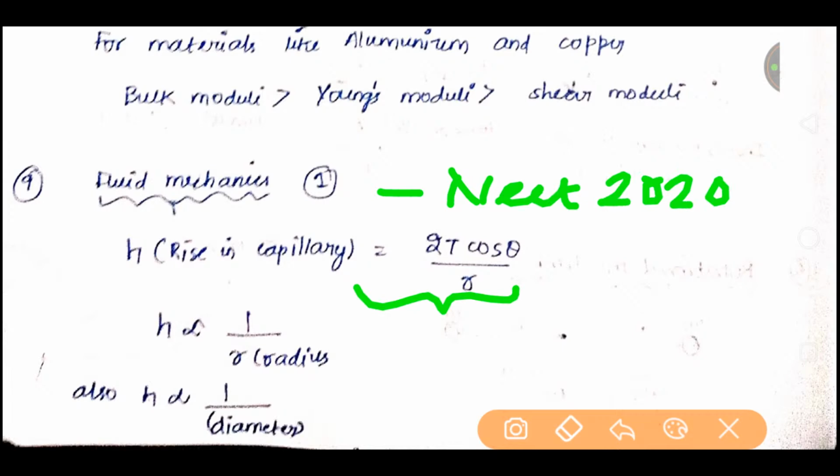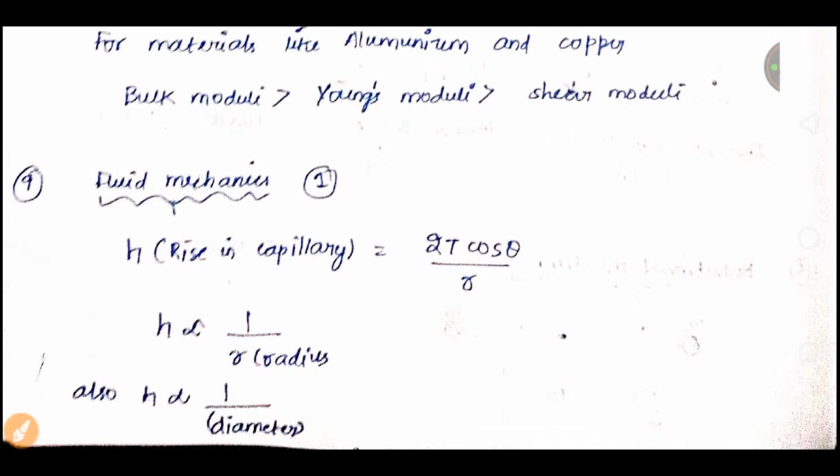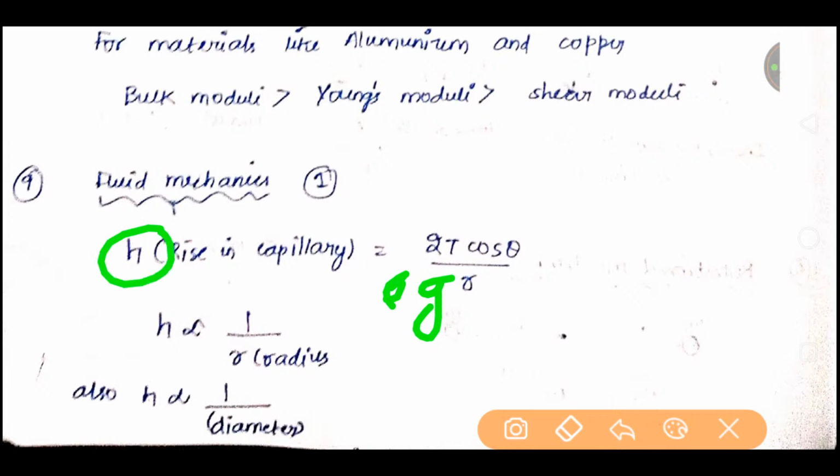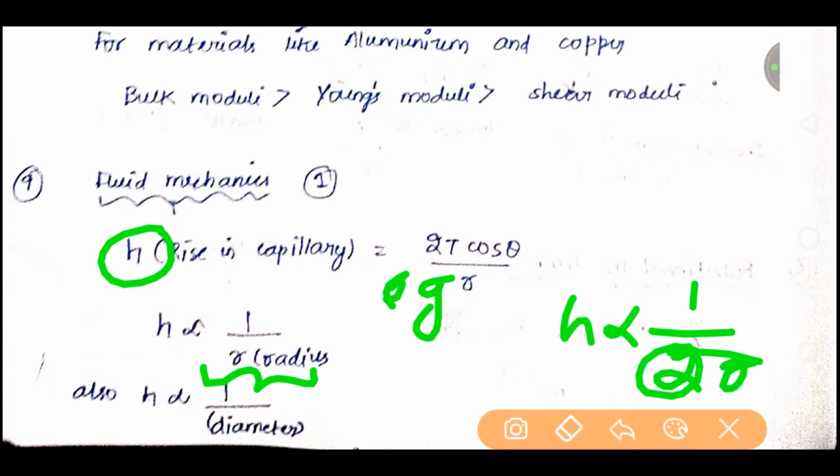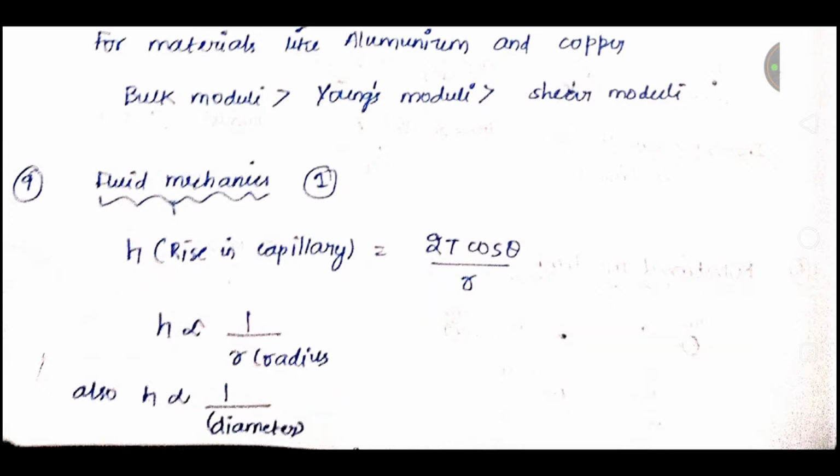H is equal to 2T cos theta by rho g r, not simply r, rho g r. Now the height of rise in a capillary is inversely proportional to radius. Radius means what? So I put 2r. 2 is again a constant. So 2r is diameter. If height is inversely proportional to radius, the same height is inversely proportional to diameter. So the rise in a capillary is inversely proportional to diameter.